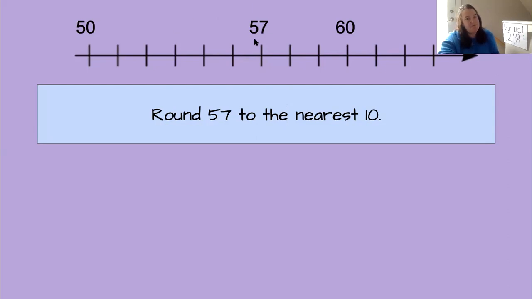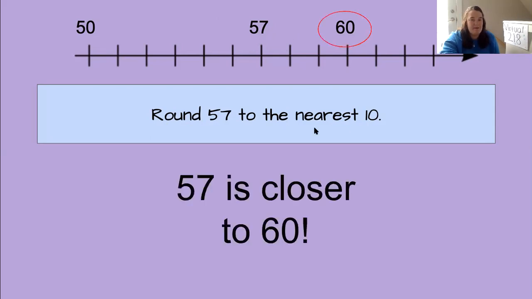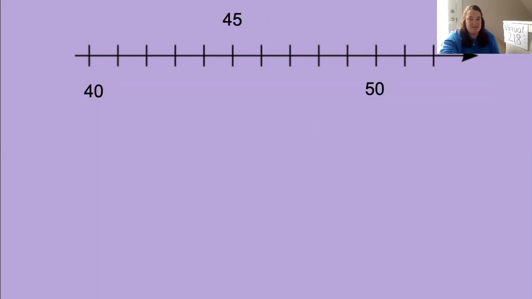So when I look at 57 on the number line, I can see that it's closer to 60. So when I round numbers, I'm thinking, is it closer to 50 or closer to 60? And right now I can tell that 57 is closer to 60. Yep, closer to 60, so we're going to round 57 to 60. I want you to think about this one for a second. This might be a little tricky.